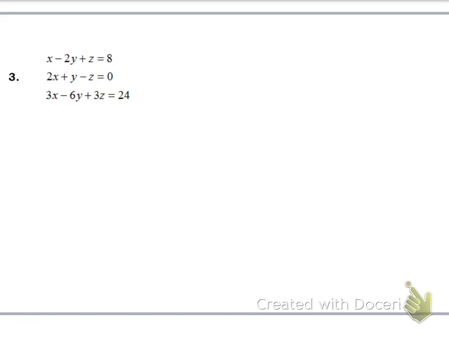Okay, my next one. Let's go ahead and eliminate z's. So let's go ahead and do star and heart first, because I don't even have to do anything to eliminate them. I get 3x minus y is equal to 8. And then we could do, let's do heart and square.